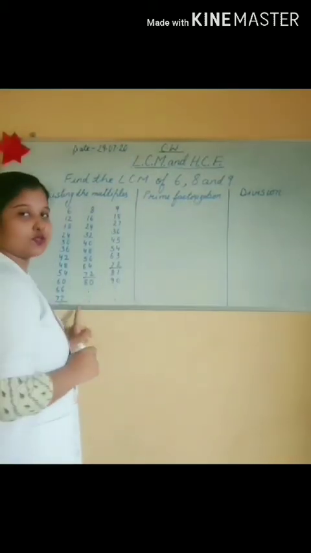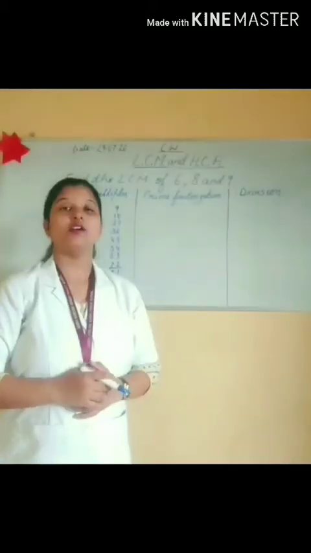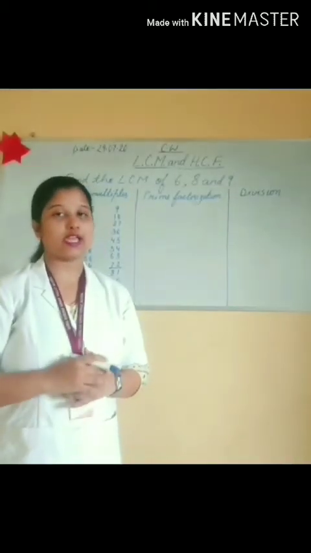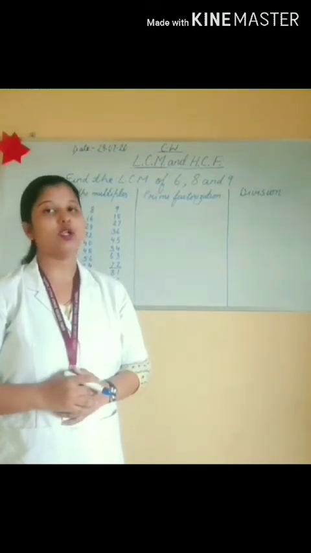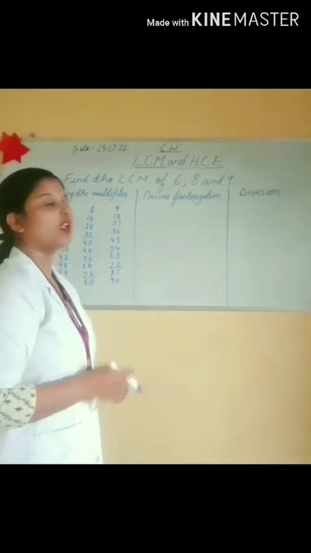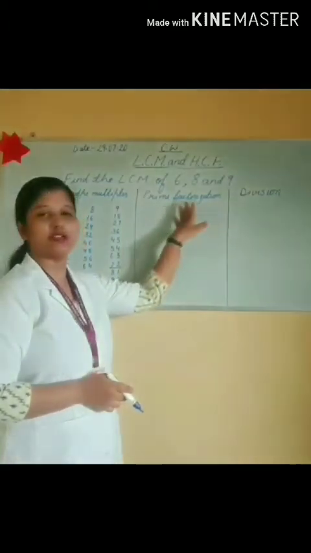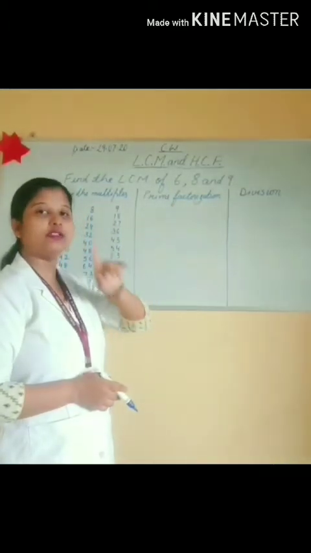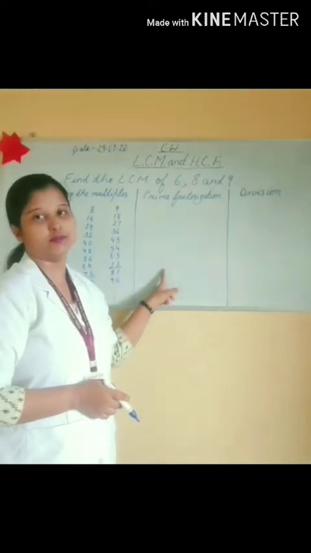Okay, so 72 is the LCM of 6, 8 and 9. So finding all the multiples can help you to find the least common multiple, but that may take a long time. But in this case, we have got the answer, so that's good. Now coming to the second method. Our second method is prime factorization. Now we will find the LCM of the same numbers with the help of this method.